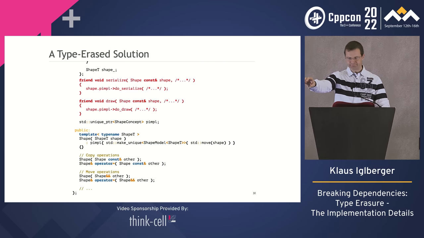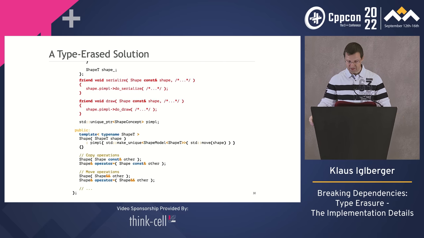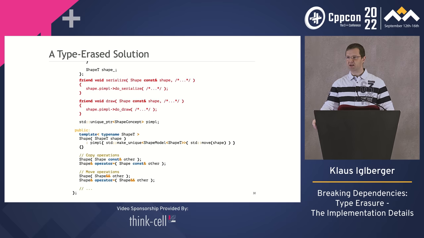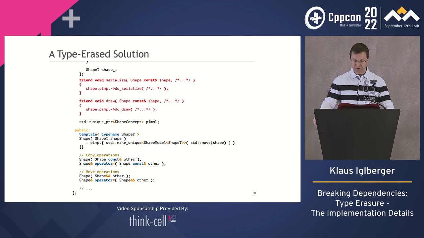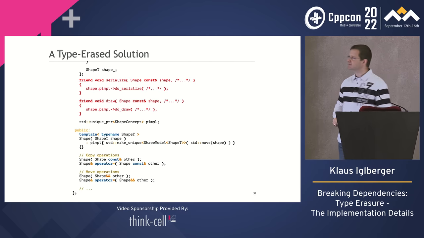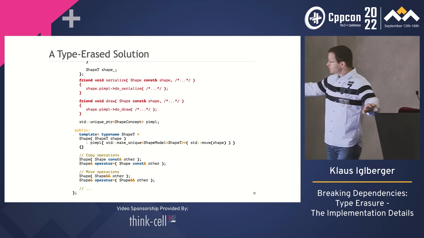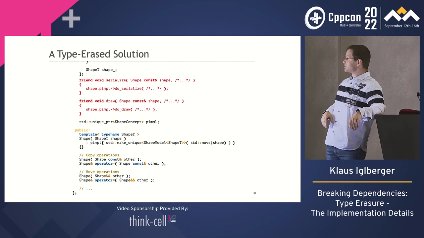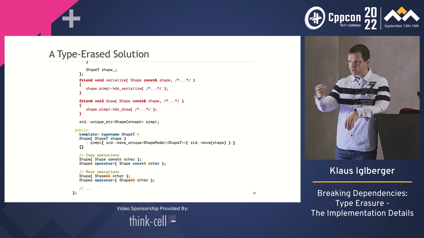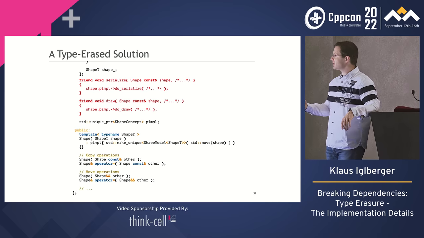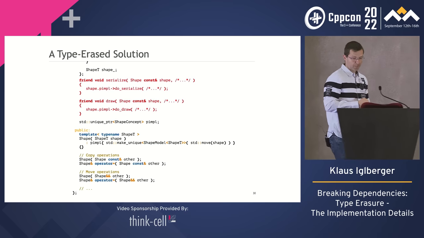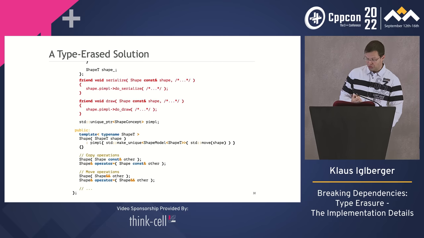They go to the pimple, because they're allowed to. They call the doDraw or doSerialize functions, and this, of course, triggers the real behavior, the polymorphic behavior, that we have implemented by means of the virtual functions inside the shape concept. And so we might not really remember what we store, but we still, thanks to the virtual functions inside, have a way to go back and do the right thing, perfectly type safe and reasonably efficient.